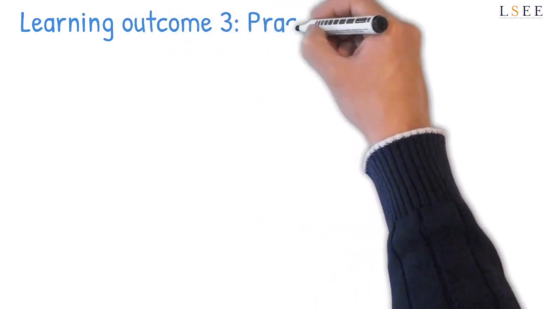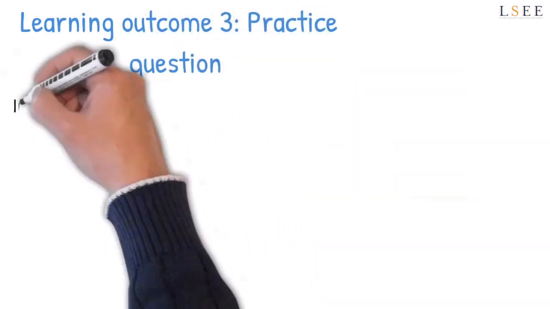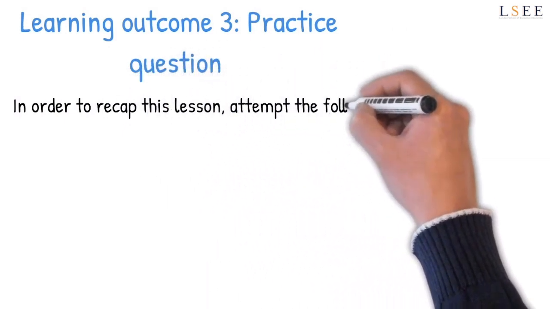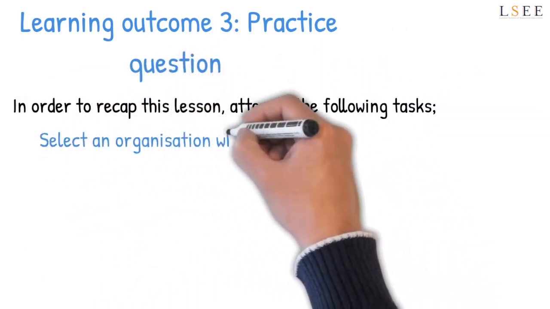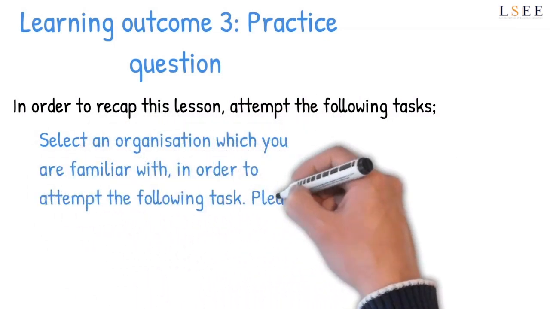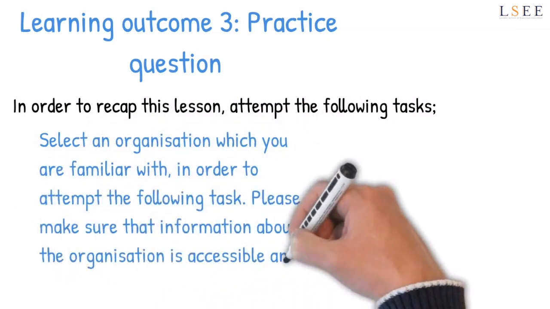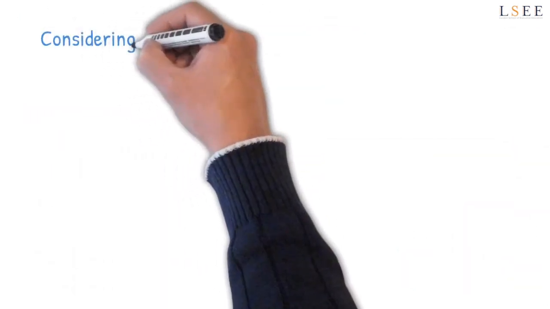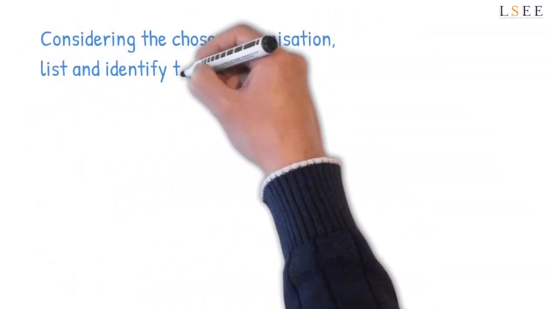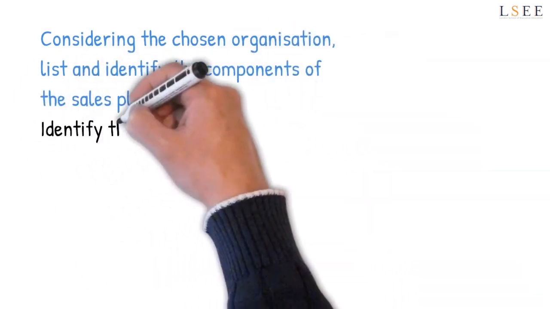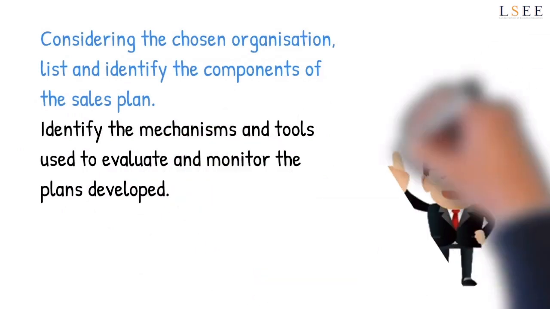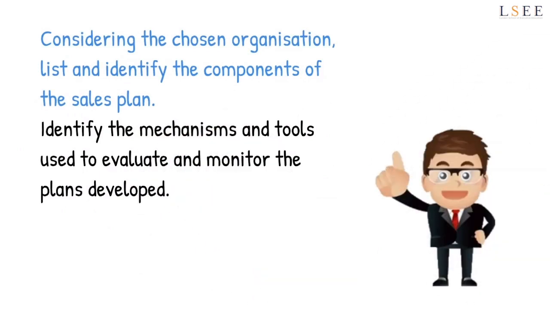Learning outcome 3, practice question. In order to recap this lesson, attempt the following tasks. Select an organization which you are familiar with, in order to attempt the following task. Please make sure that information about the organization is accessible and easily available. Considering the chosen organization, list and identify the components of the sales plan. Identify the mechanisms and tools used to evaluate and monitor the plans developed. End.